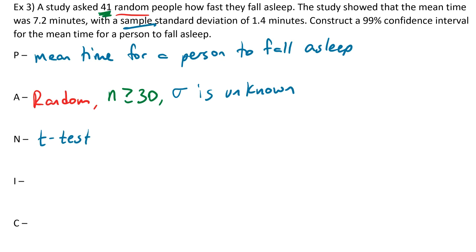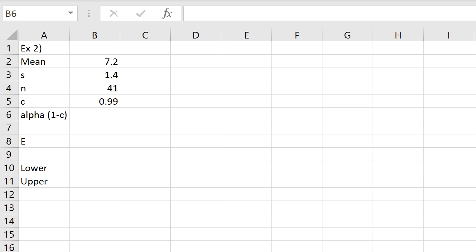All right, time to find our interval in Excel. Again, the numbers are here just for your convenience. So the mean was 7.2 minutes. Our sample standard deviation was 1.4 minutes. The number of samples we had was 41, and our confidence interval was 99%, so 0.99. So to get started, let's go ahead and do equals 1 minus c to get 0.01.